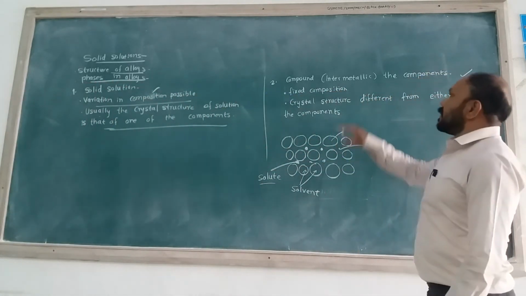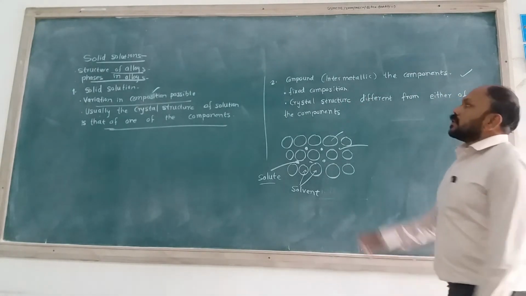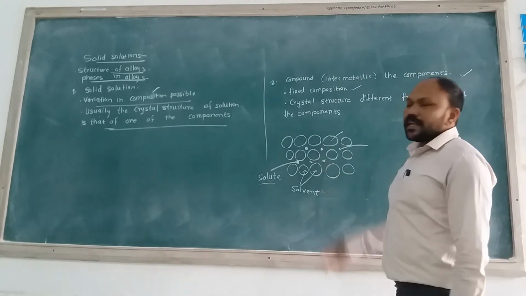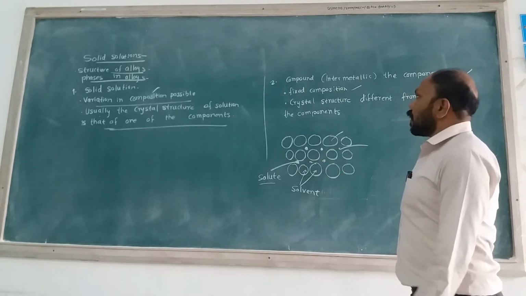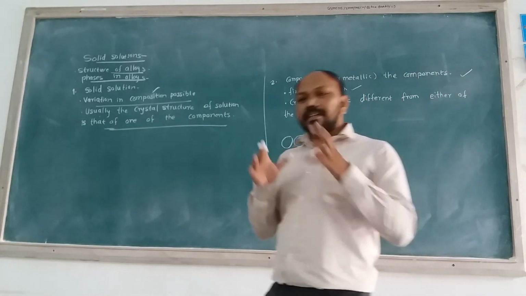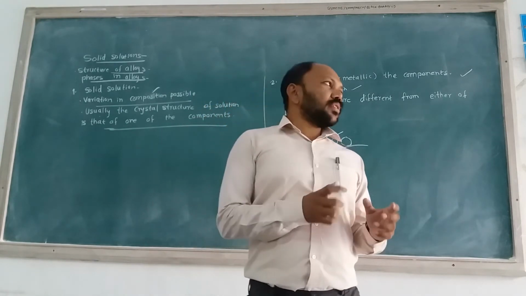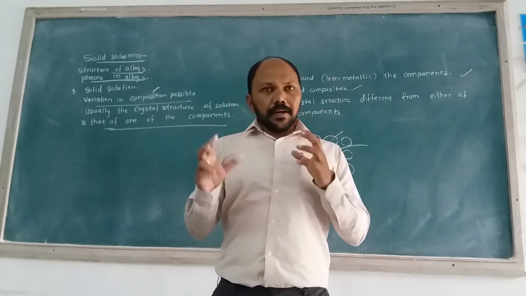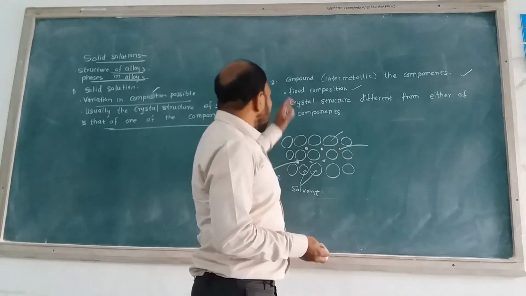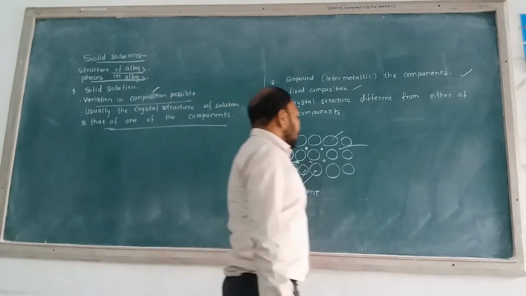If we compare this with the compound or intermetallic component, the composition is fixed. No variation is possible in the case of a compound. If the percentage of solute and solvent becomes fixed, and the material is fixed throughout, that is called a compound. Next, the crystal structure is different from either of the components.